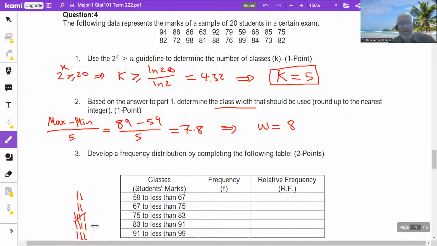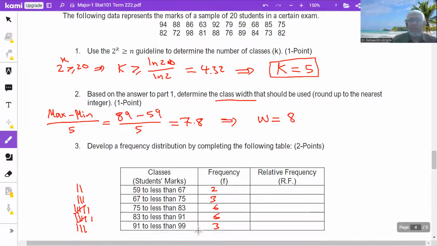89, well, 89 is also here. So this is the fifth one. 84 here. 73 is here. And finally, 82 and 82 is here. So I have 2, 3, 6, 6, and 3. Okay. This is the frequency.